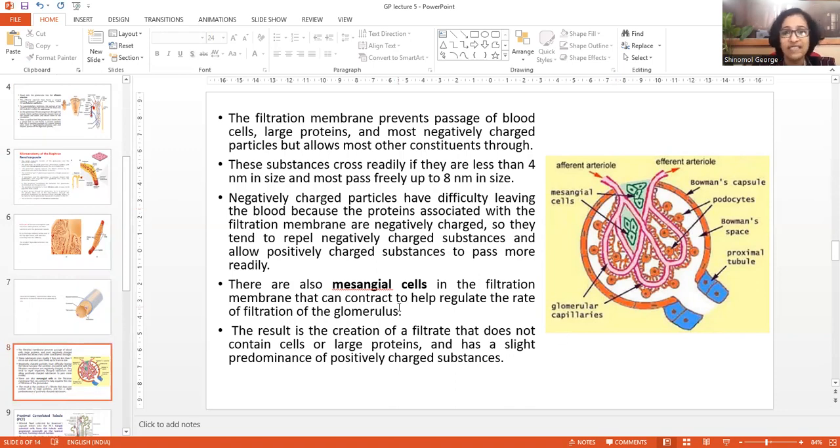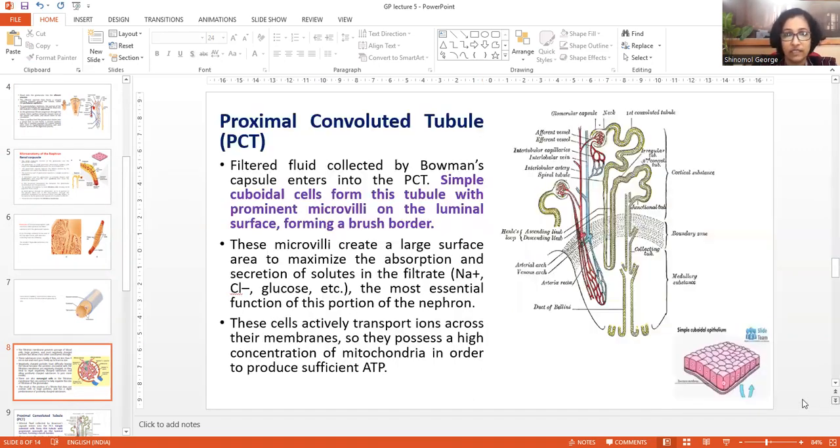But there are also mesangial cells in the filtration membrane that can contract to help regulate the rate of filtration of the glomerulus, and this results in the formation of the filtrate that does not contain cells or large proteins and has a slight predominance of positively charged substances.